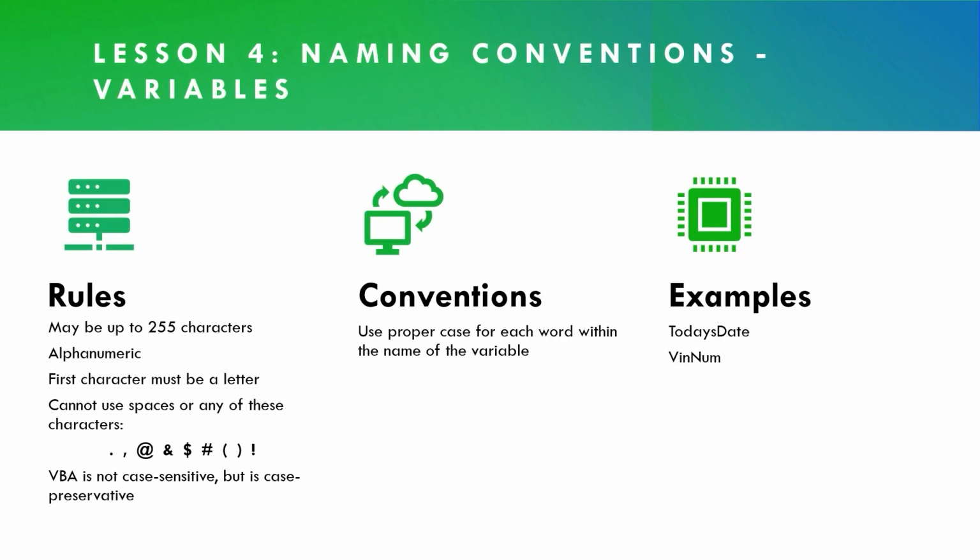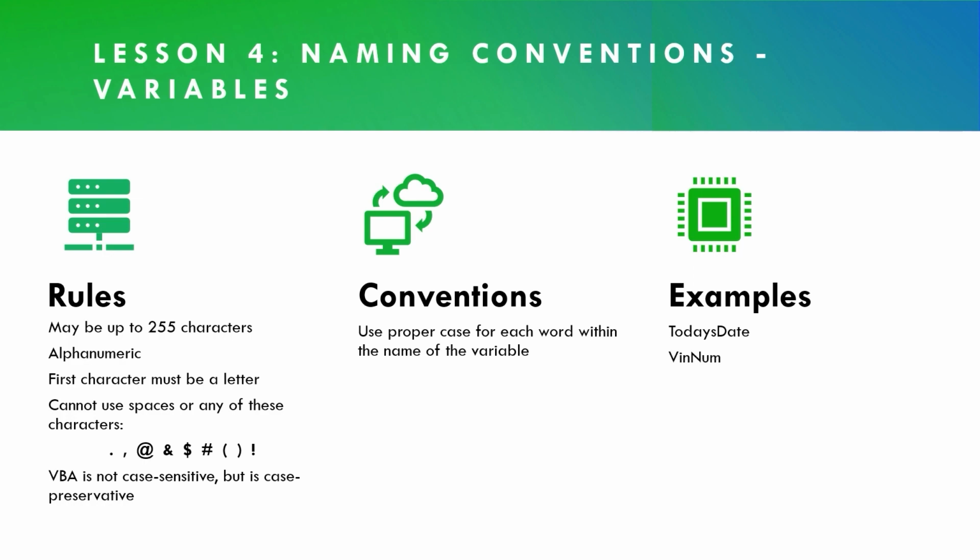Of course, there are rules and conventions to naming variables. So the variable name may be up to 255 characters. It can be alphanumeric. The first character must be a letter. You cannot use spaces or any of the characters on the slide. Sounds a lot like procedure names.